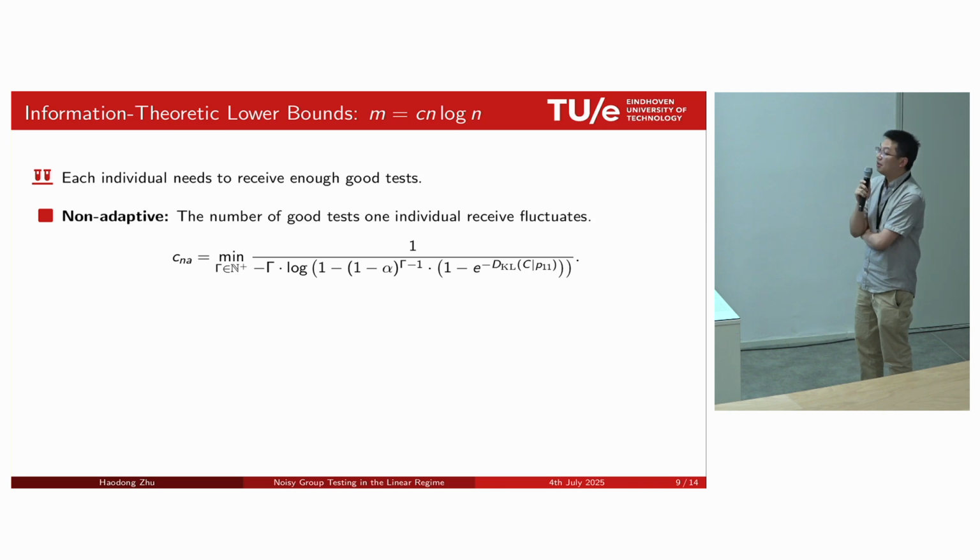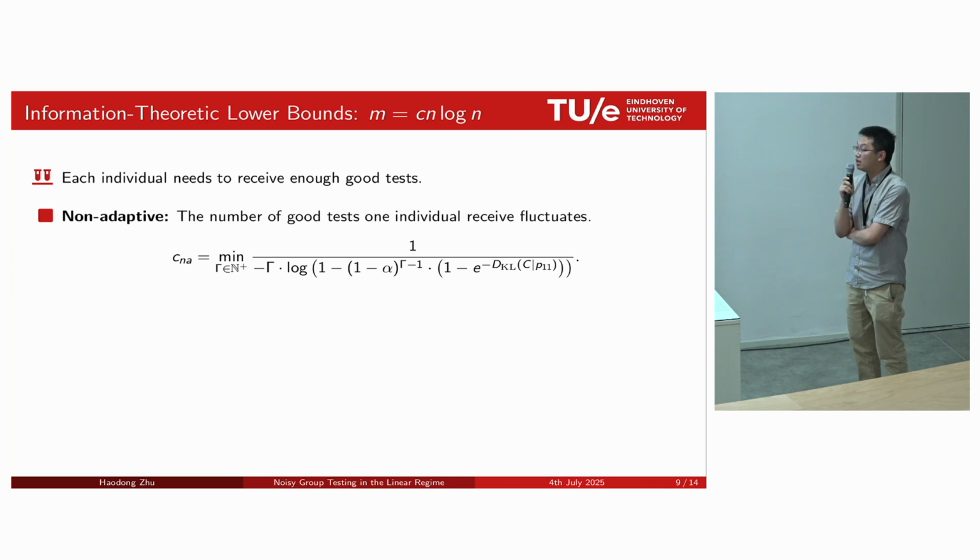In the non-adaptive case, the number of good tests one individual receives fluctuates. And by using the genie-based estimator, we can show that it has an information theoretical lower bound of the form C n log n, where the constant C is of the following form. It is worthwhile to mention that the gamma on the right-hand side, which minimizes the function here, is equal to the optimal number of individuals a test contains.